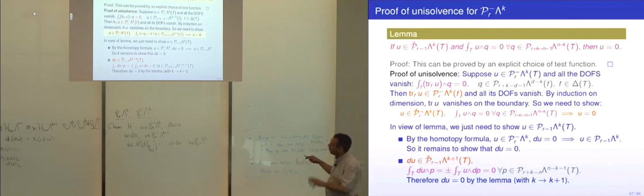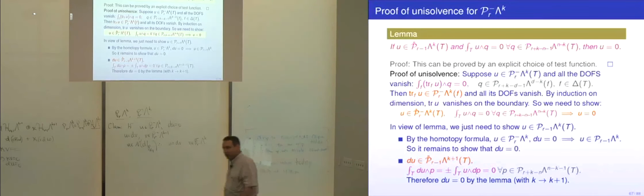So I won't go through all the index counts on it, but it works out just right. So you get that du is a PR minus 1 that vanishes on the boundary, and all its degrees of freedom vanish. So the lemma does apply to du, because that's about things in PR minus 1. So du is 0. But if du is 0, that means U was not really a PR minus. It was a PR minus 1. So the lemma applies to it as well. So it all fits together. That's the main message of it.